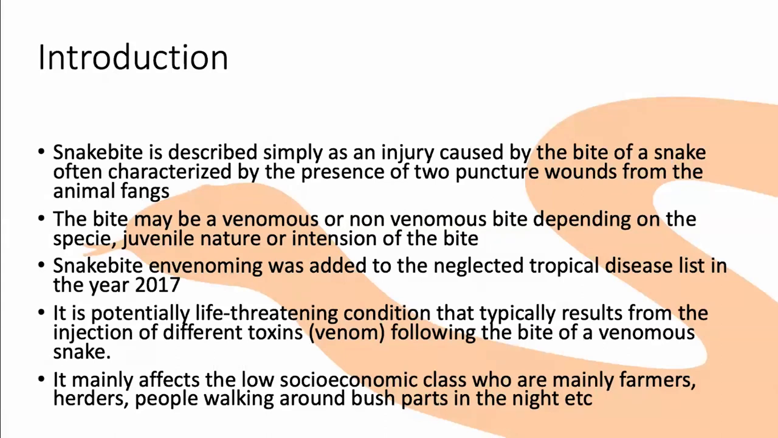Snake bite is described as an injury caused by a bite from a snake. Basically, after the bite, you sometimes see two puncture wounds. A snake bite can also be called venomous or non-venomous, and sometimes we call them dry bites or wet bites. When we say wet bite, we mean the bite is accompanied by the injection of venom into the victim's system, and the dry one does not contain any venom. Snake bite is also a life-threatening condition caused by the poison from the snake. It mainly affects people from low economic classes, like farmers, herders, and some people from low-income societies. Next slide.